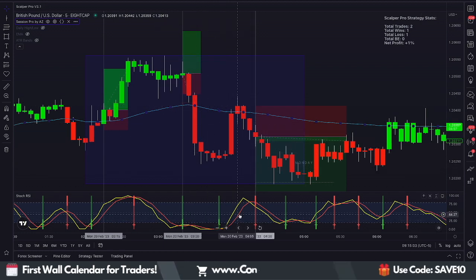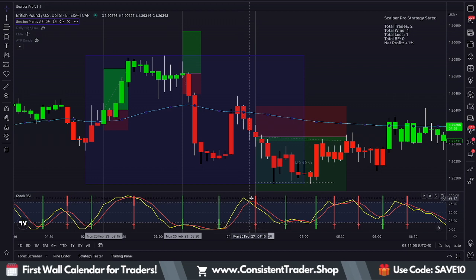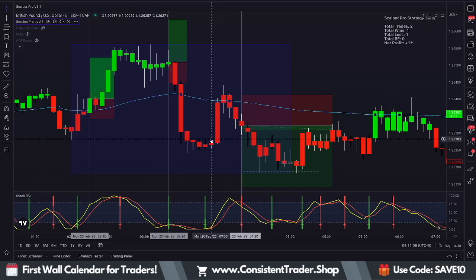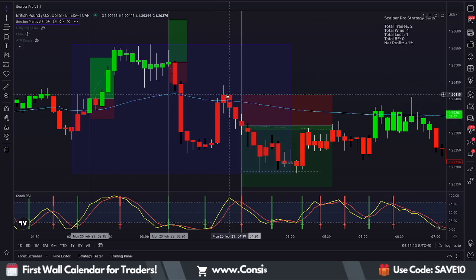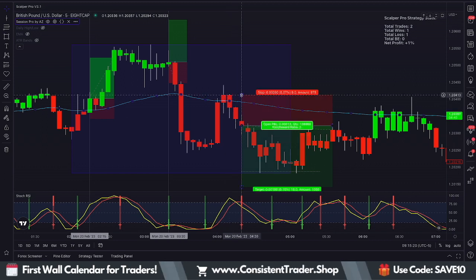Also, we pulled back on the stochastic RSI and we got a crossover right here at 4:20 a.m. New York local time. Bounced off the VWAP with an entry right here. Again, going for the body close for my stop loss placement right here.